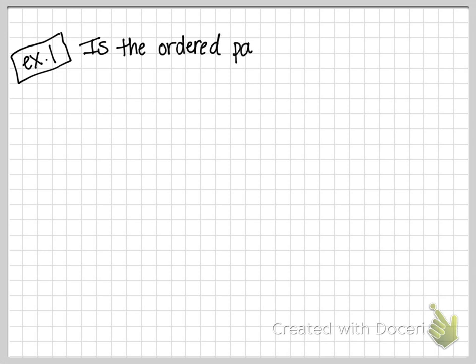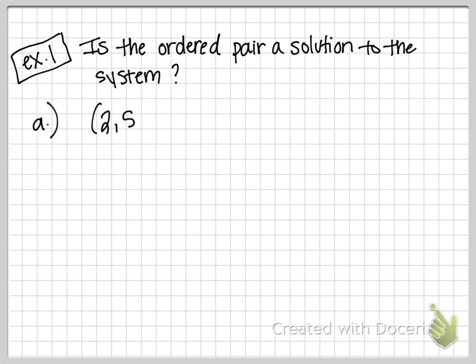So let's look at an example. The first example, and sort of the first set of questions, will be asking you, is the ordered pair a solution? So it's going to give you an ordered pair, for example, 2, 5. And it's going to be asking us, is this ordered pair 2, 5 a solution to this system? Remember, ordered pairs are x, comma, y. So what we're going to be doing is plugging this ordered pair into both of the linear equations to see if it makes a true statement.